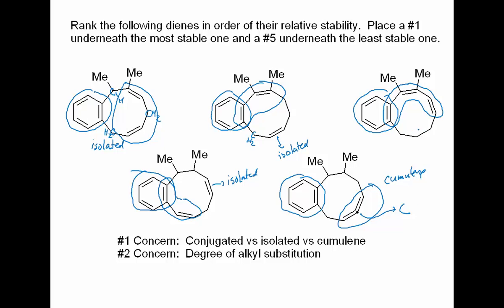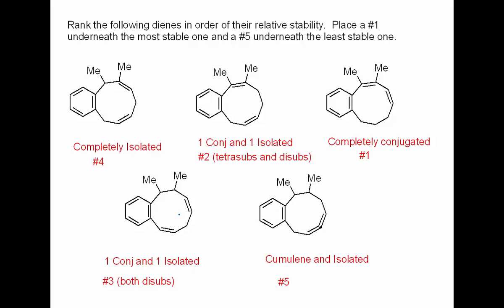This one right here is our most stable. This one right here is our least stable. This one is kind of our second least stable, and we have a tough call with these two. But here we're now going to go to some consideration we had in Chapter 5. This has a tetrasubstituted alkene. This one only has a disubstituted alkene. And each of them has another disubstituted alkene, but the degree of substitution is the same for the double bond that I've designated as isolated.